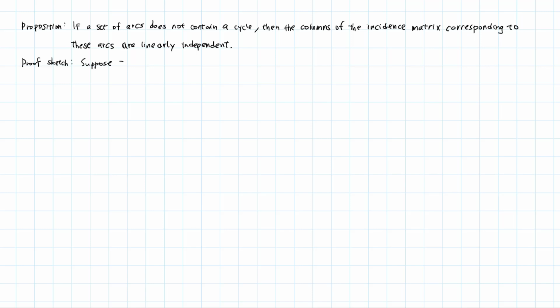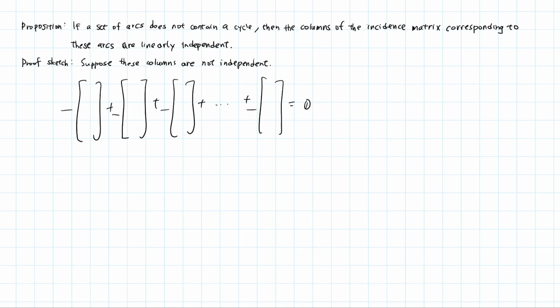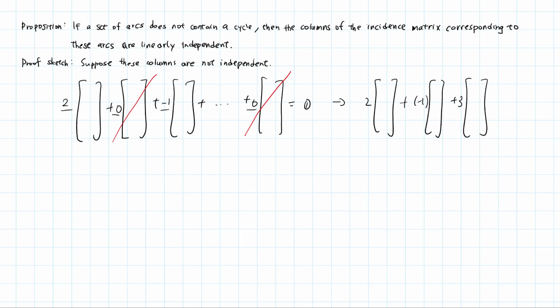Let's suppose that the columns of our set of arcs are not independent. Then there must be some non-trivial linear combination that gives the zero vector. We now remove columns with 0 as their coefficient, which leaves us with only columns of non-zero coefficients in this linear combination. Now for each row, we see that either all the entries are 0, or at least 2 entries are non-zero. Can you see why that is?